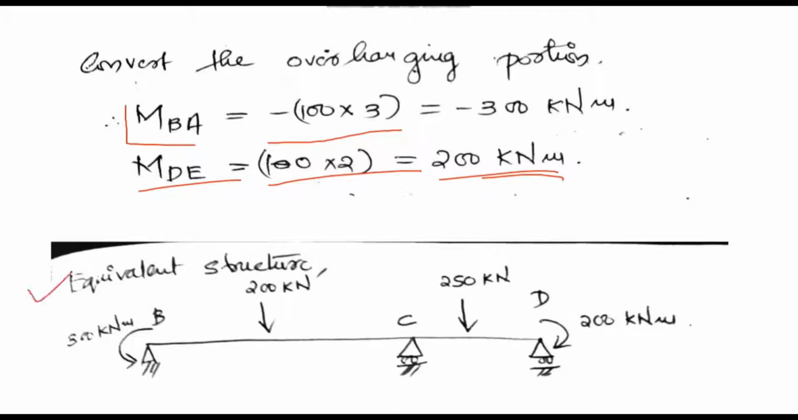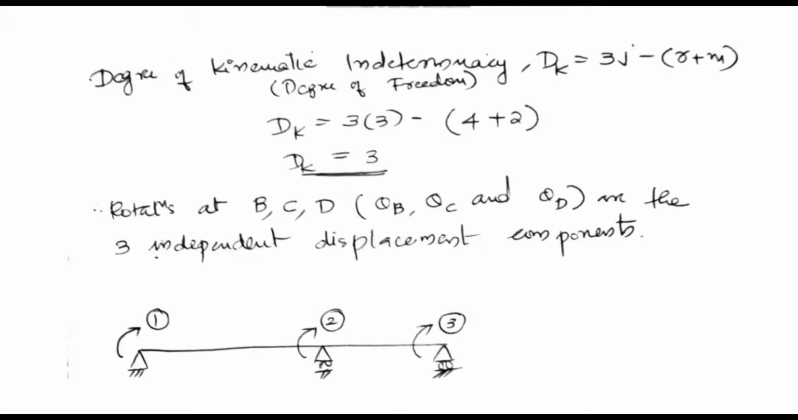We have to draw the equivalent structure. Now we have to find the degree of kinematic indeterminacy using the equation 3j minus r plus m. J is the number of joints, r the number of reactions, and m the number of members. Thus we get a value of 3 for the degree of kinematic indeterminacy. The rotations at B, C, D, theta B, theta C, and theta D are the three independent displacement components taken. Then we have to draw the coordinates.